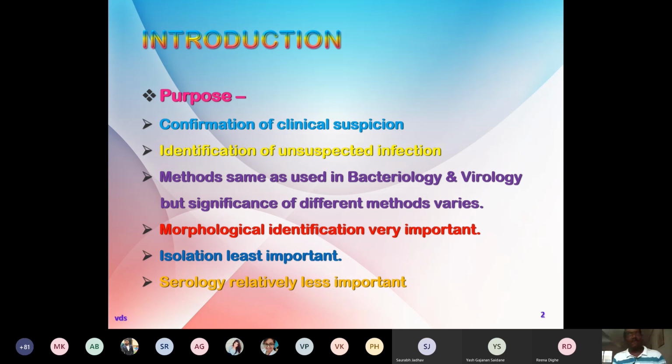Cultivation is least important because we usually do not cultivate the organism for identification. They are completely identified on the basis of microscopy and macroscopy. So microscopy remains the mainstay in the diagnosis of parasitological infections. Then serological reactions are least important. Only where we do not observe the organisms in microscopy, we go for serological diagnosis: detection of antigens, detection of antibodies, or detection of nucleic acid.